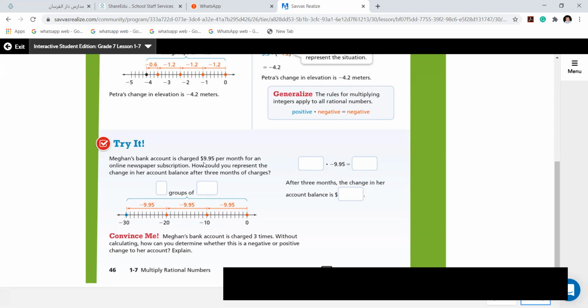Added. They charge you for the newspaper $9.95. The meaning of charge is they charge minus from your account. $9.95 is deducted because you're buying an online newspaper. They are charging you, which means they are removing that money from your account every month. That means it is minus. Okay.